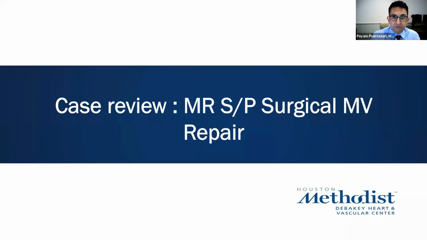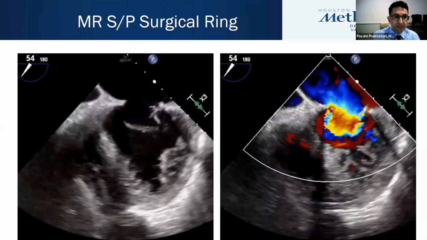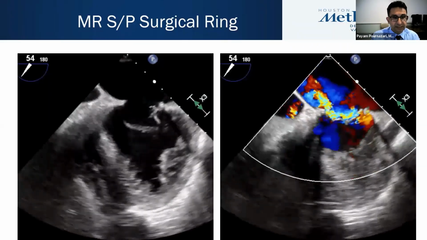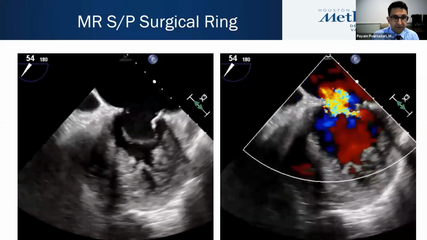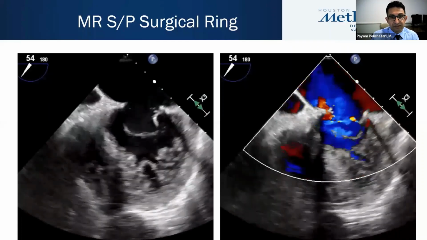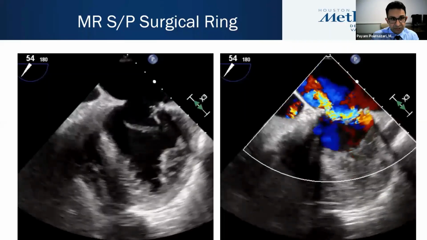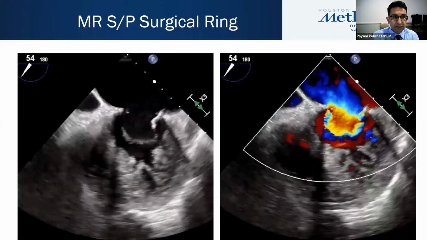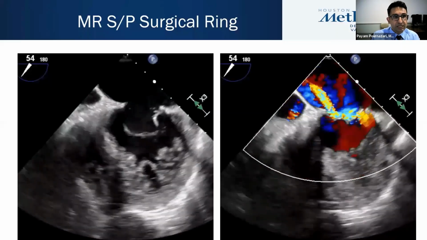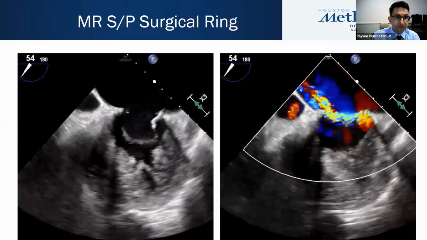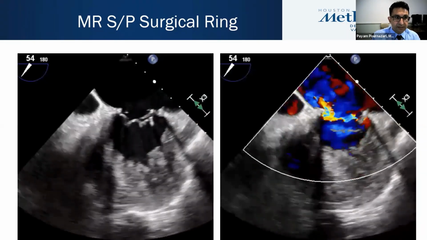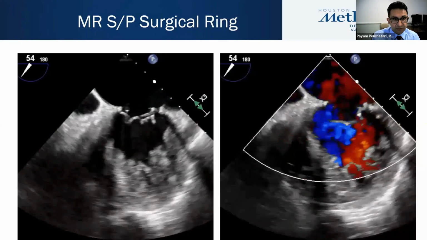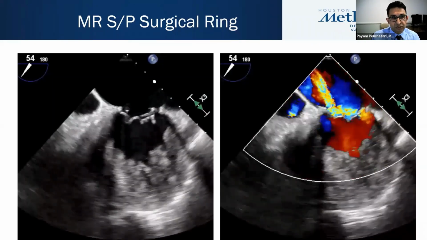Transcatheter edge-to-edge repair can be used in patients with a mitral valve ring as well. This is a case of an 83-year-old male that had a prior mitral valve repair using an annuloplasty ring, and he presented with heart failure symptoms and was found to have severe mitral regurgitation. You can see the ring on the top left image, and if you look carefully, you can appreciate a flail segment of the mitral valve also coming off plane of the mitral valve. There is a regurgitant jet, which is very eccentric.